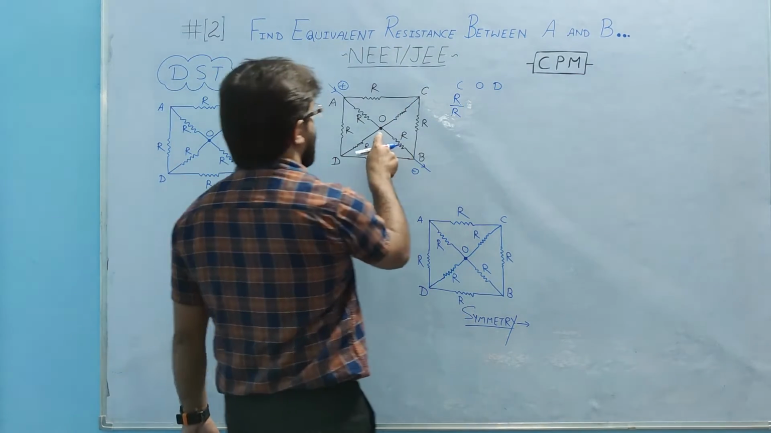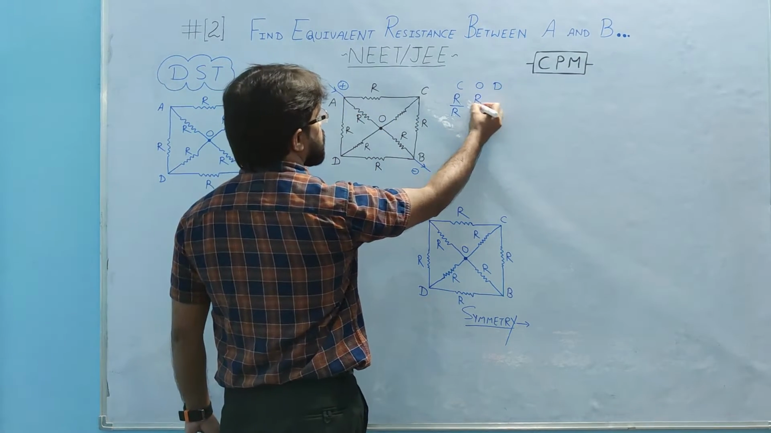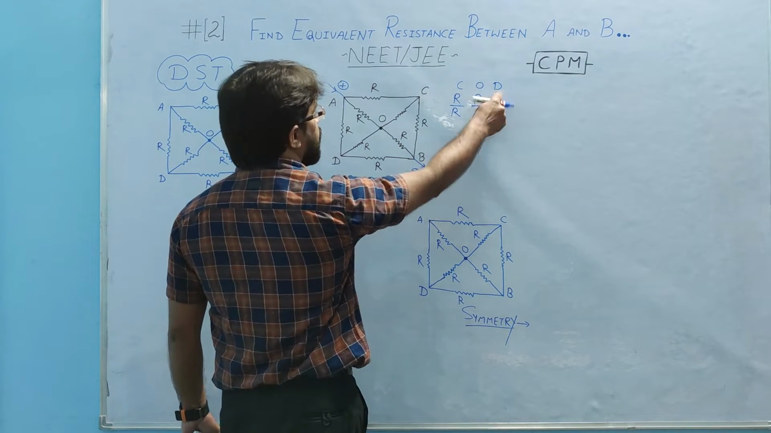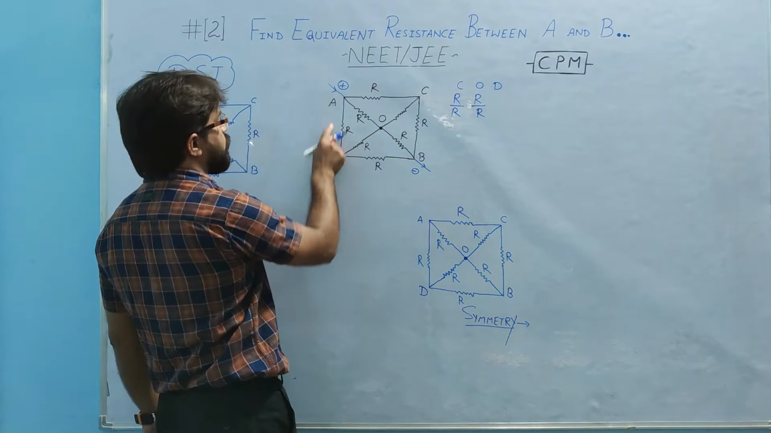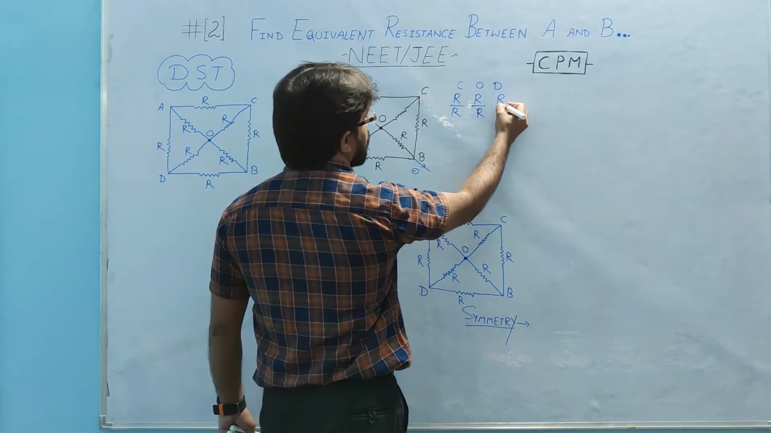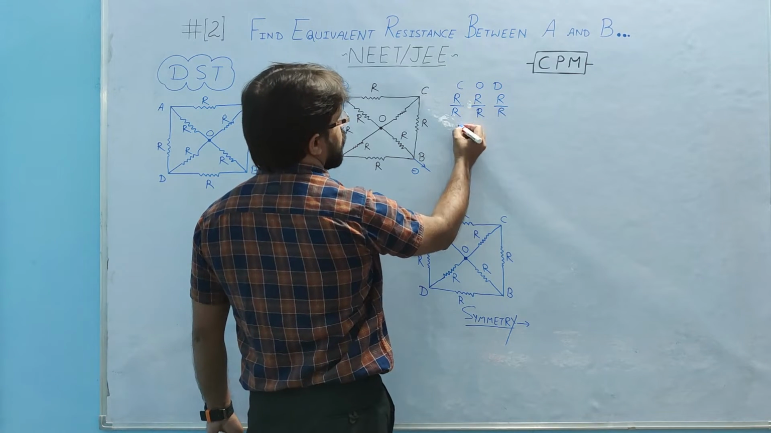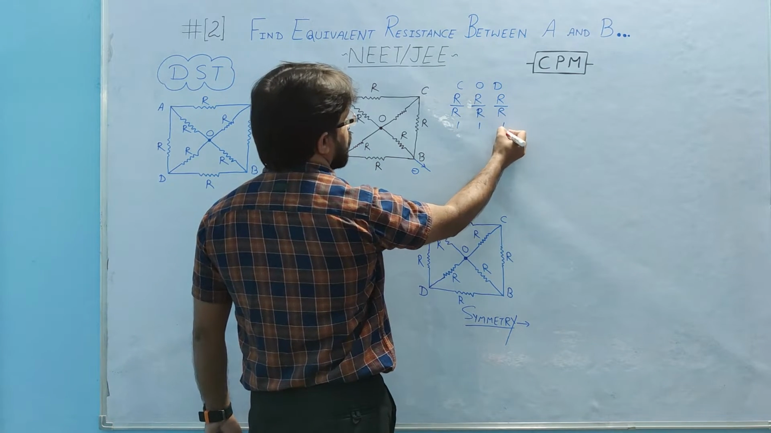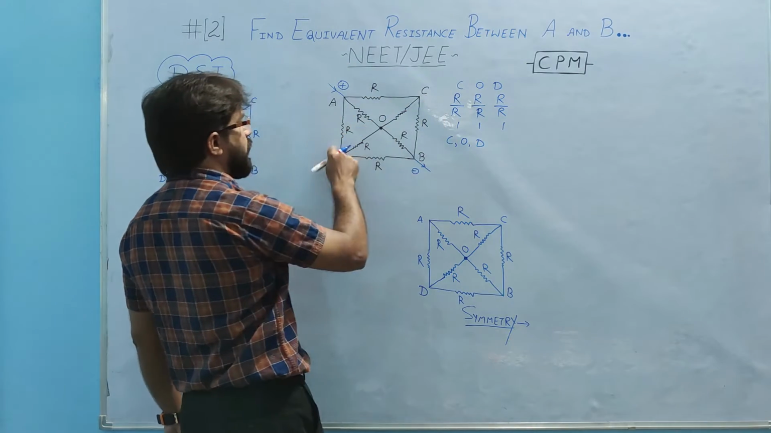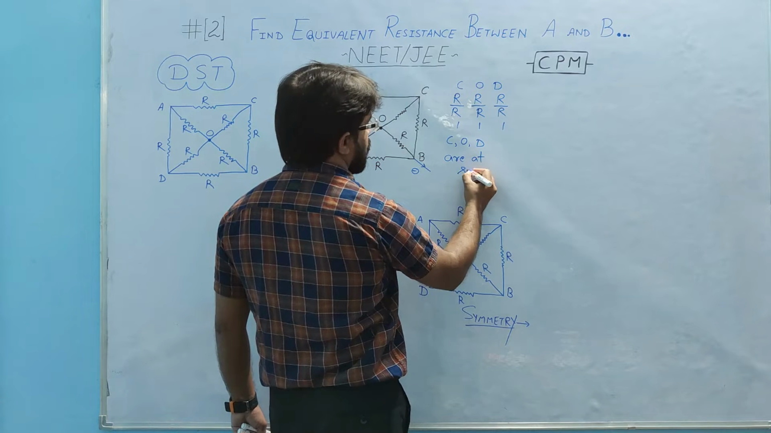Same way for O to A, only one resistor, and O to B, again one resistor. Point D to point A, it is only one resistor, and D to B also again one resistor. So yeah, C, O and D are all at the same potential.